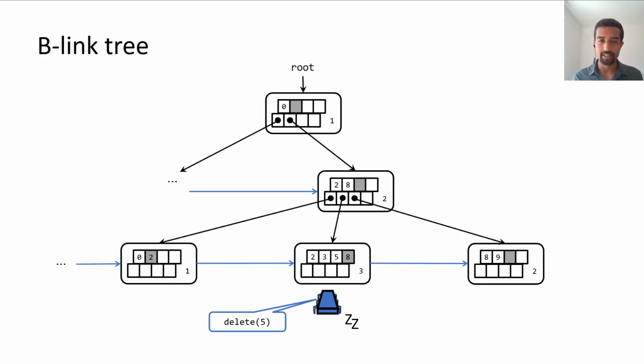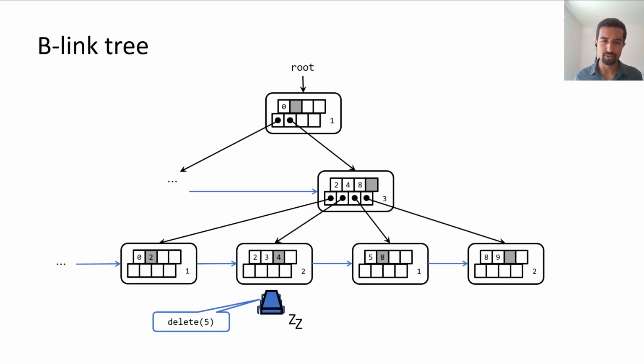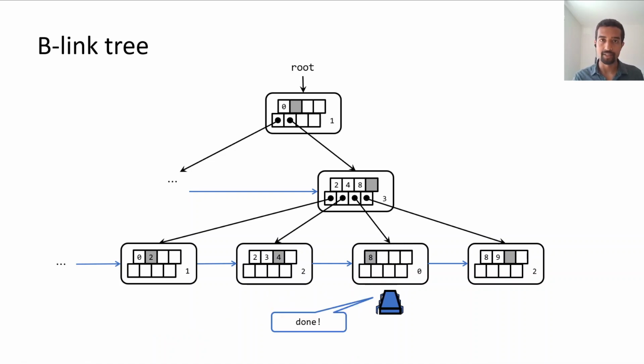So in this B-link tree example, we have a thread here that wants to delete the key 5 from this node. But while the thread is suspended, another thread comes along, notices that the node is full, and splits it, moving half the keys, including 5, to a new node. But since it leaves behind this link edge and the key 4 that tells the blue thread when it wakes up that all keys greater than 4 have been moved to a new node, the blue thread is able to follow the link edge and successfully complete its operation.